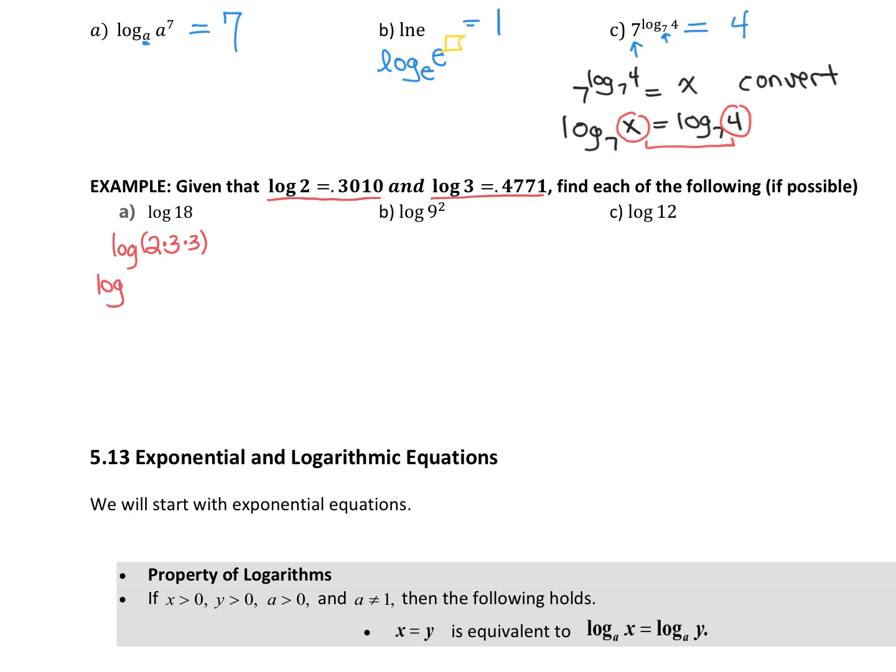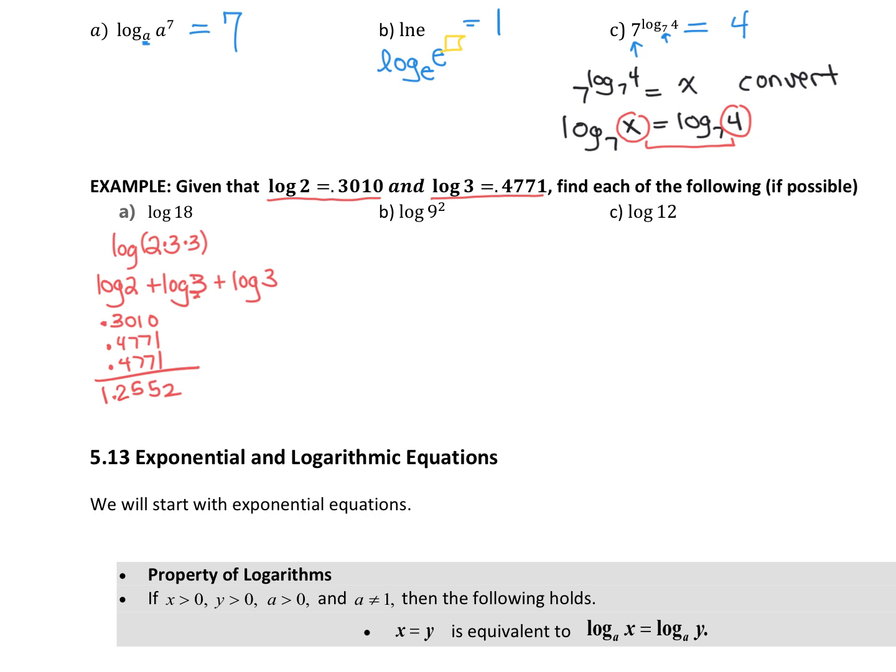So now I have log 2 plus log 3 plus log 3, and now I can plug these numbers in. So 0.3010, 0.4771, and 0.4771, hopefully without our calculator. 1.2552.